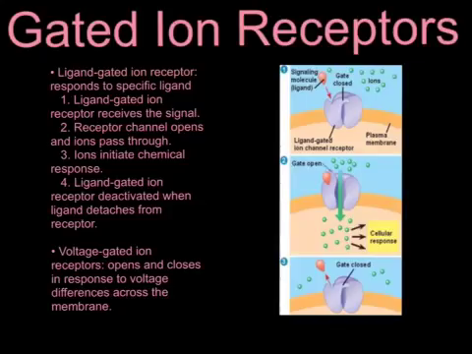Since I'm running out of time, this will be the last topic I will go through. There are two different kinds of gated ion receptors. The first one is the ligand-gated ion receptor. It responds to a specific ligand, and these are the following steps.